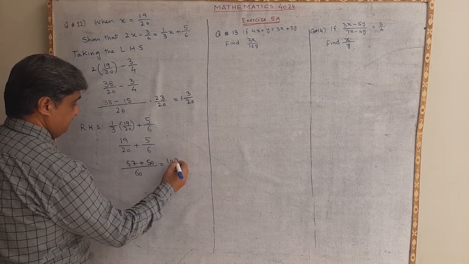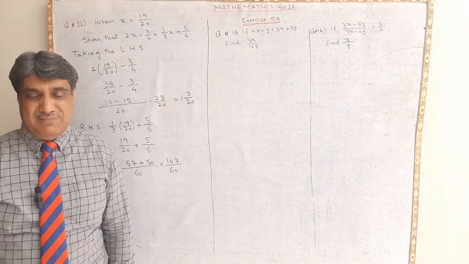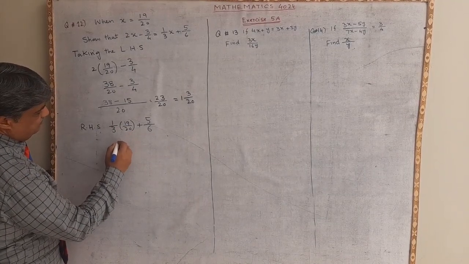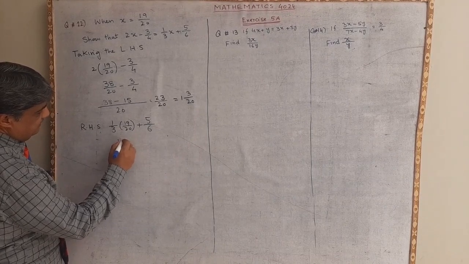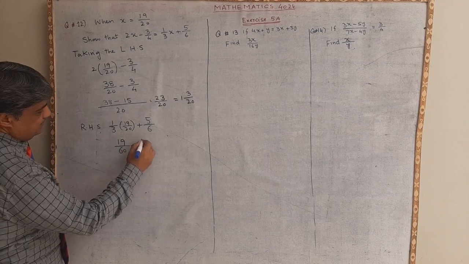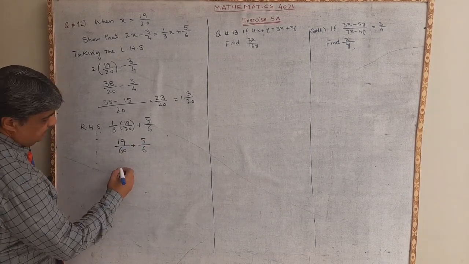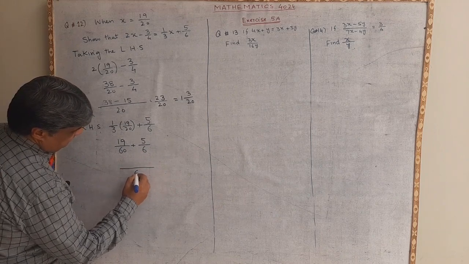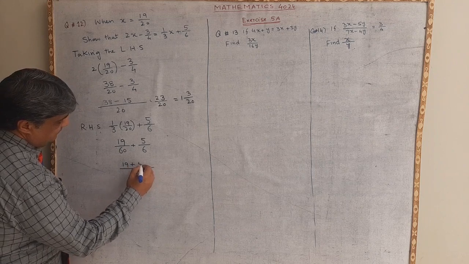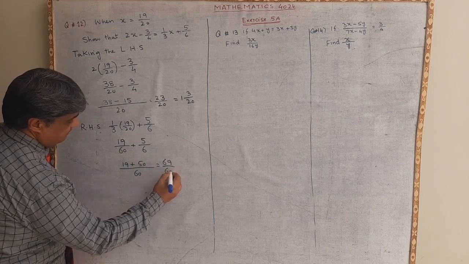107 divided by 60. Okay, now 1 multiplied with 19, 19, and that is 60. Plus 5 over 6 will come in its place. Now we have to take 60 as the LCM, so 19 plus 50, which is equal to 69 divided by 60.